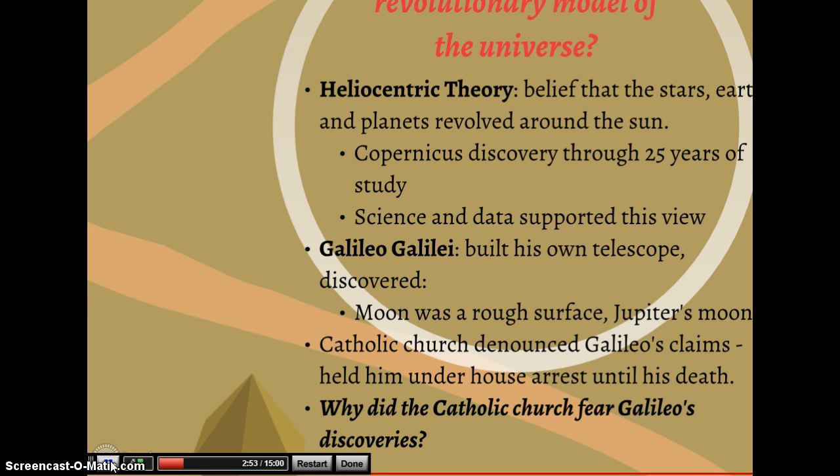Another person who caused a bit of a stir was Galileo Galilei. Galileo built his own telescope and made a couple discoveries. A couple notable ones was that the moon was a rough surface, and originally Aristotle's theory was that the moon and the stars were made of a pure, perfect substance. He also discovered Jupiter's moons. The Catholic Church denounced Galileo's claims, and he ended up staying under house arrest until his death.